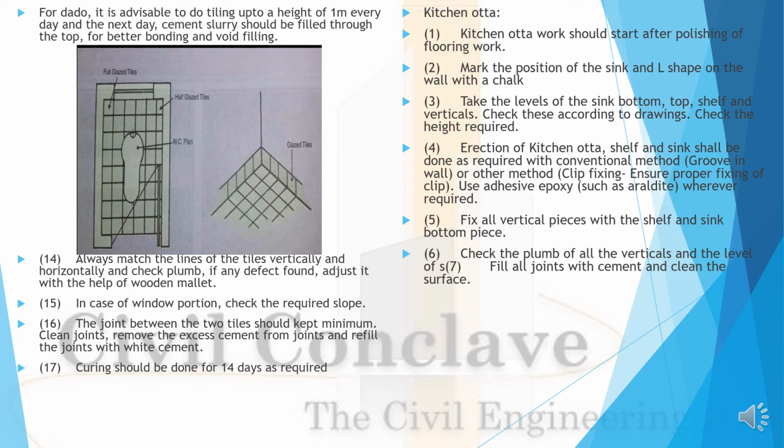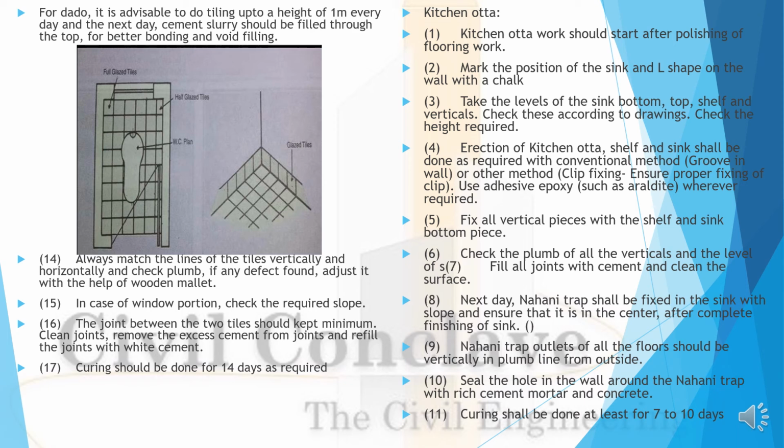Erection of kitchen platform: shelf and sink shall be done as required in a conventional method. Use adhesive epoxy wherever required. Fix all vertical pieces with the shelf and sink bottom piece. Check the plumb of all the vertical walls. Fill the joints with cement and clean surfaces.